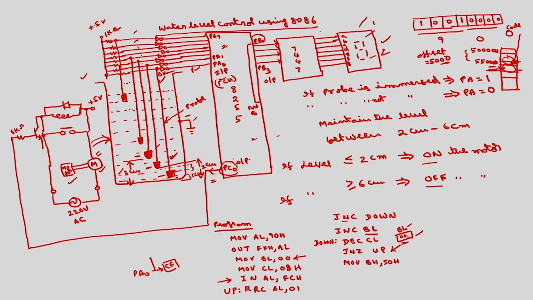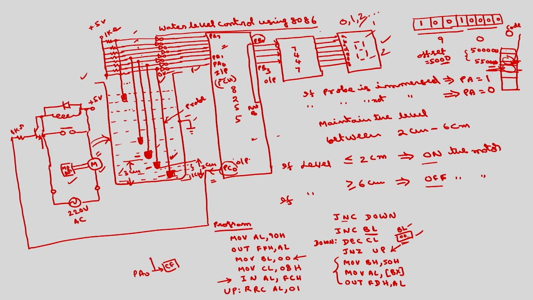So this you read onto the AL, move AL comma contents of BX, out onto the port B. Out port B address will be FDH comma AL. So this program will display 0 if no probe is inserted, 1 if only one probe is inserted, 2 if 2 probes are inserted and so on. Okay. So this is about measurement of level.